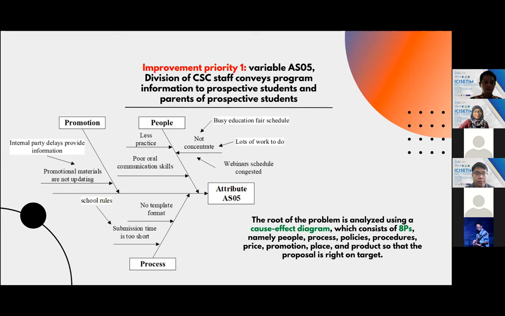I improve every variable with this cause-effect diagram because the division of creativity and student consulting is based on marketing at one university. So I decided to use the 8 Ps in my cause-effect diagram to check the marketing too, so we can find the root cause of this satisfaction rate.